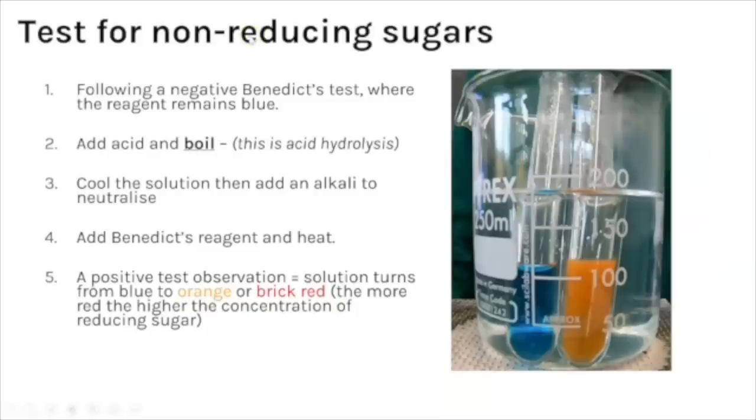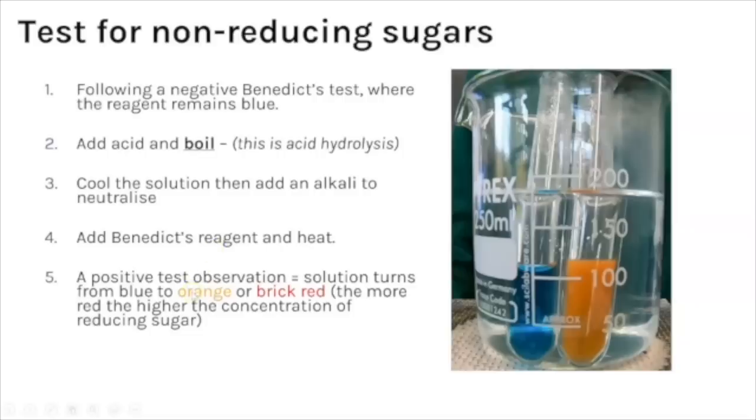For the test for a non-reducing sugar, you would first of all have to do your Benedict's test for reducing sugars, and if it remains blue, which means a negative test result, you then go on to these stages. You would add acid and boil. You have to say boil because it does need to be at or above 100 for this to work. You would then cool and neutralise the solution. Because you've cooled it, you would then have to say heat and add Benedict's reagent again. And this time the positive result would be the solution goes from blue to either orange or brick red.